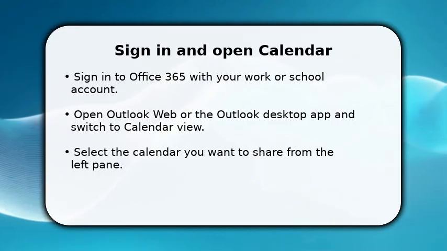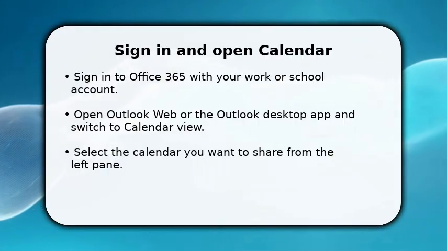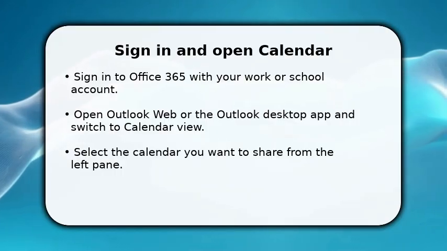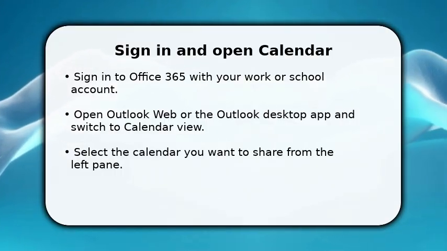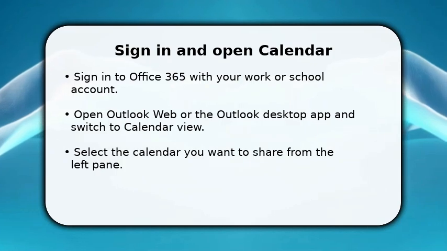Next, look for the Share or Permissions control, usually at the top or via right-click on the calendar name, and choose Share. This starts the sharing dialog where you'll add recipients and set initial permissions, so have the people's email addresses ready as you proceed to configure access.